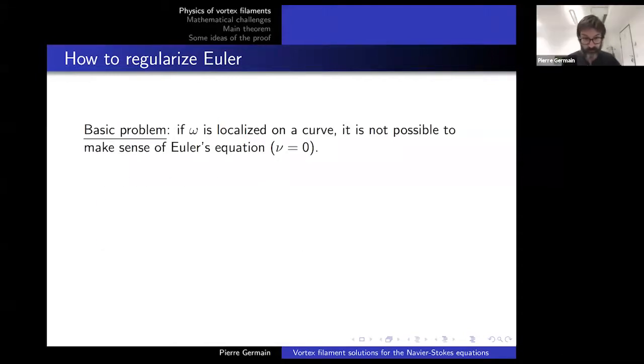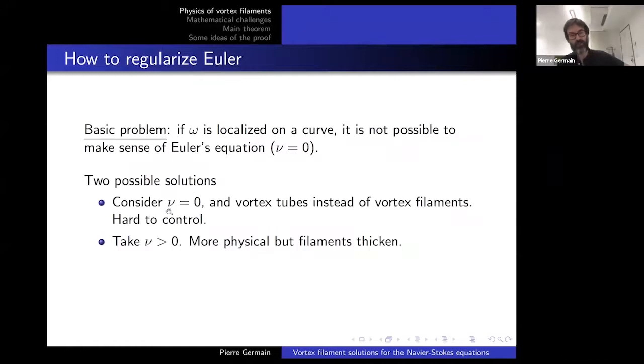So there are 2 options. Option 1 is to stick to the 0 viscosity setup, but to thicken the vortex filaments, which do then become vortex tubes. The problem is that you're dealing with the Euler equation, which is more unstable than Navier-Stokes. So plan B is to turn on the viscosity, so to take a positive nu. It's certainly more physical, but of course it tends to blur the shape of the filaments because the vorticity is going to diffuse. So they're not going to remain concentrated on 1D structures. They're going to diffuse immediately.